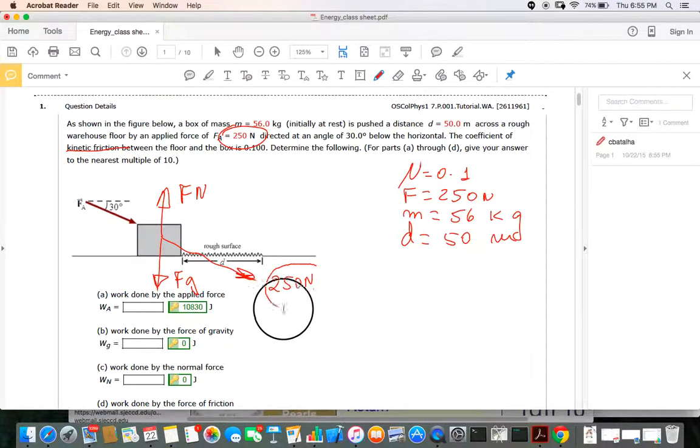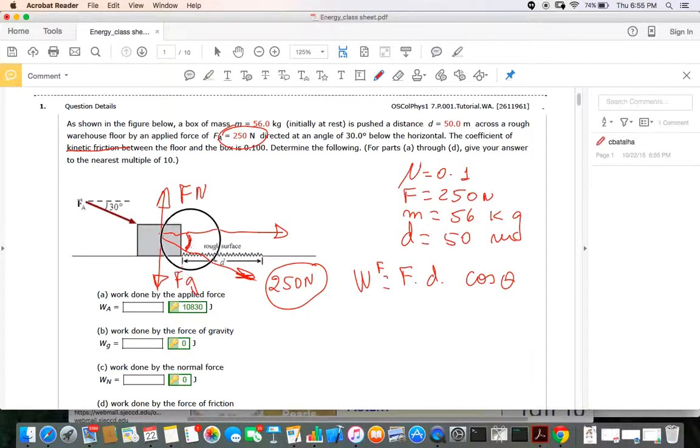The applied force is this one. So the work done by this external force is F times the distance times the cosine of the angle between the force and the displacement of the block. The block displaces like this, right? So the angle between the force and displacement is this angle here, and I think this is given. Yeah, it's right there, 30 degrees. So the work should be 250 times 50 times cosine of 30. This is the work done by the force.